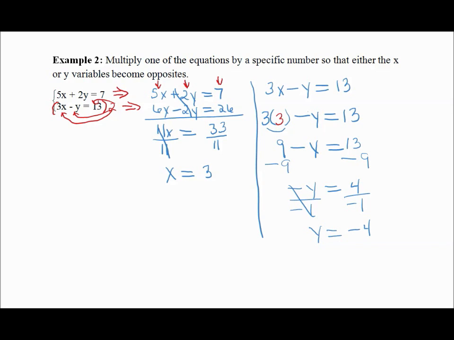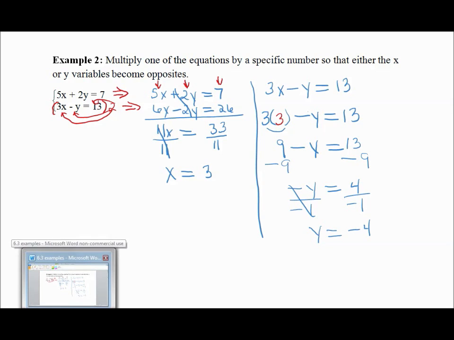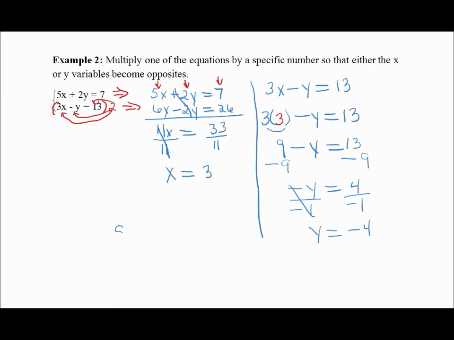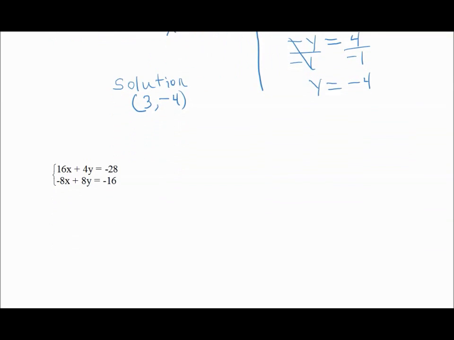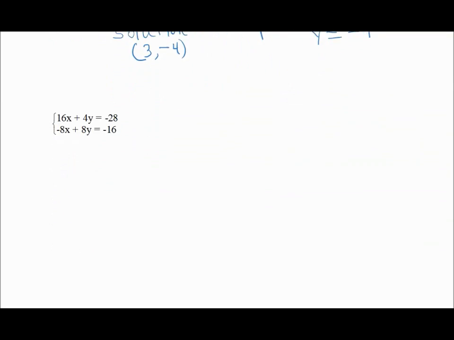So now here I have my solution. So that means that my solution is going to be the ordered pair. The x is 3, the y is negative 4. So it's the ordered pair 3, negative 4. Now if I wanted to look at my next one, I'm going to move this up, excuse me, so I can take a look at my next equation.